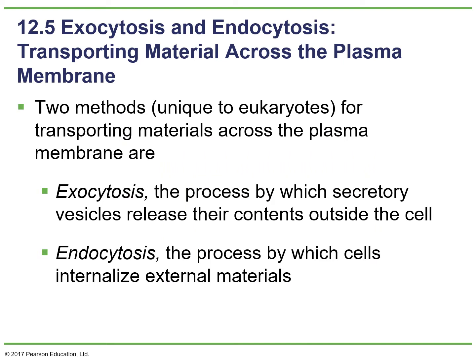This brings us to the secretory pathway, which transports molecules to the exterior of the cell. Basically, there are two methods of transporting materials across the plasma membrane. One is exocytosis, which is the process by which secretory vesicles release their contents outside the cell, and the opposite of which is endocytosis, which is the process by which cells internalize external materials. Endocytosis can either be pinocytosis if the materials that enter the cell are very fine, or phagocytosis if the materials that enter are very large molecules.